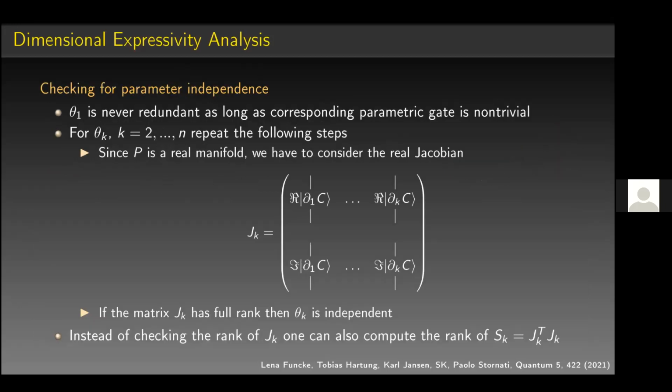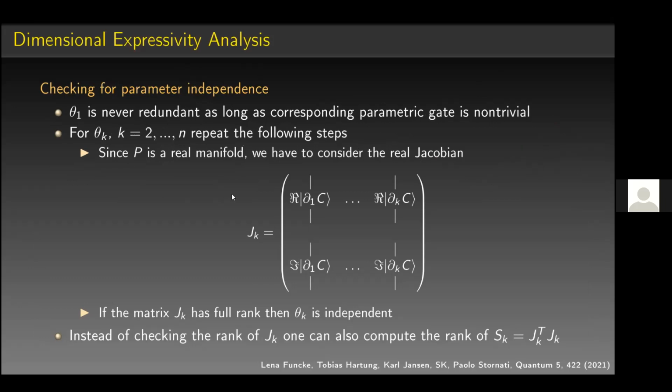Okay, so how do you do this in practice? As I said, theta 1 would never be redundant because the parametric gate we have at the beginning is always non-trivial, or it's something you can easily check by hand, so it's not complicated. And then for any additional parameter, theta k from 2 to 2^n, we repeat the following step.